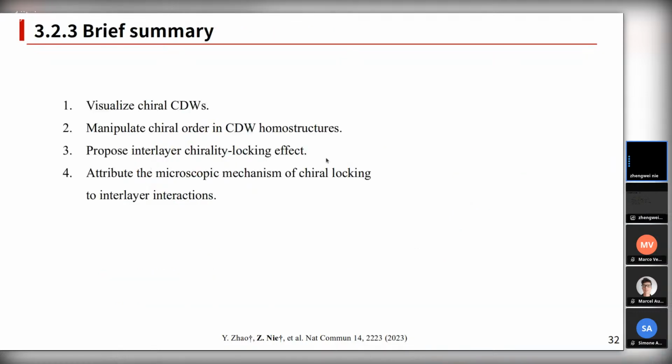And here is a brief summary. We visualize the charge density waves in the calculation with the experimentalists. We manipulate the order in charge density waves with those structures. We propose the interlayer parallelity locking effect, and we attribute the microscopic mechanism of the parallelity locking effect to the interlayer interactions.